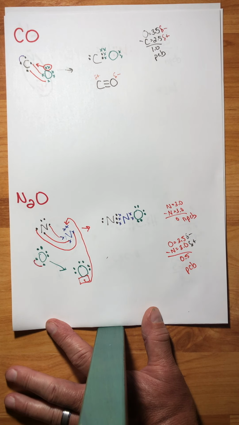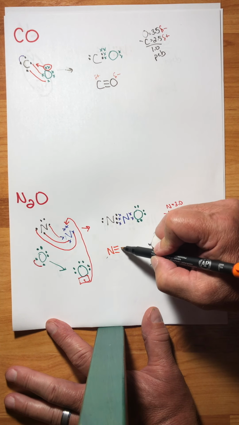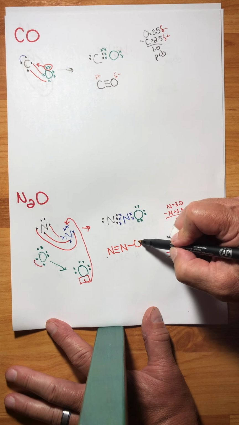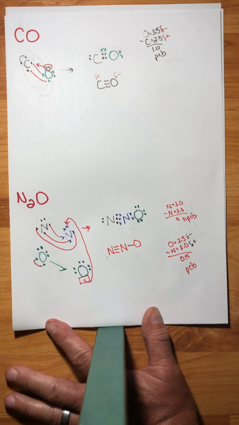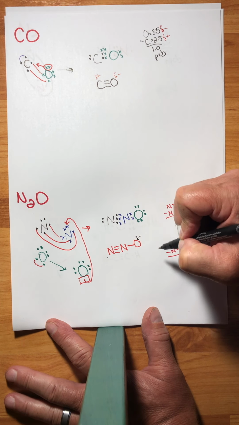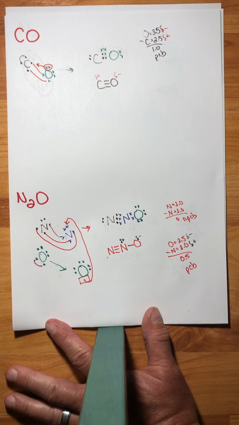That's the only one. Now, when you do a structural diagram, we got nitrogen. There's a triple bond between the nitrogens. And then this is a coordinate covalent bond. Once it forms, it's going to have the same strength as a regular covalent bond, a regular single covalent bond. And then this is slightly negative, and then this one is slightly positive. And that is how you do N2O.